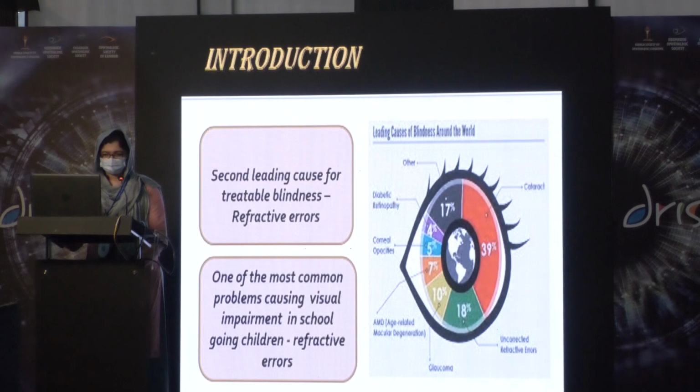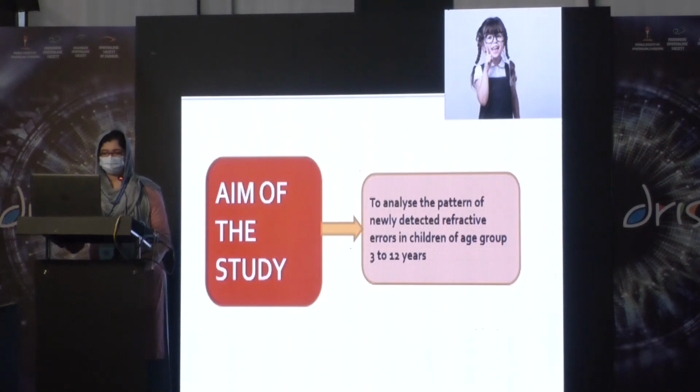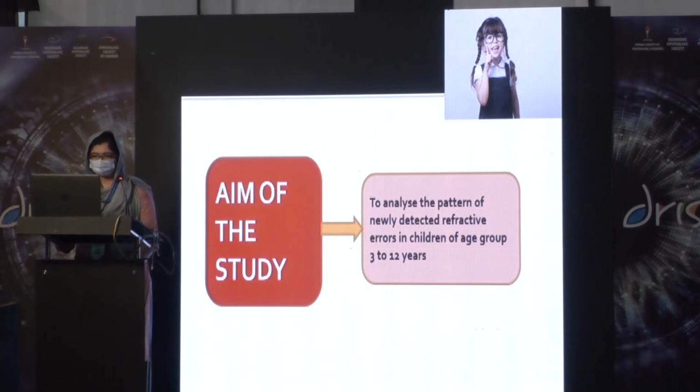Refractive errors are the second leading cause of treatable blindness in the whole world. It is also one of the most common problems causing visual impairment in school-going children. With the advent of COVID-19, there has been an increase in the use of on-screen devices, hence a possible rise in the burden of uncorrected refractive errors in children. So the aim of our study was to analyze the pattern of newly detected refractive errors in children of age group 3 to 12 years.